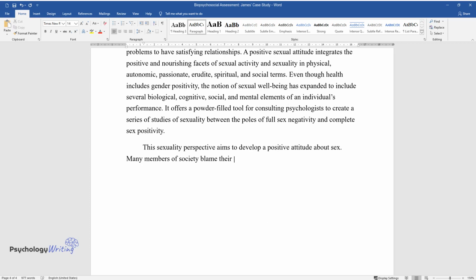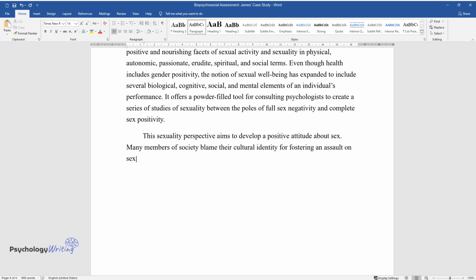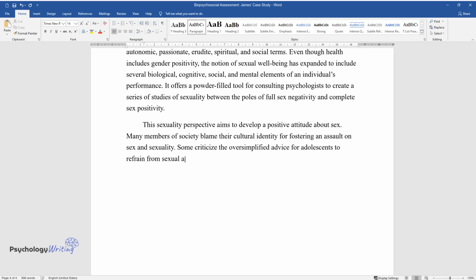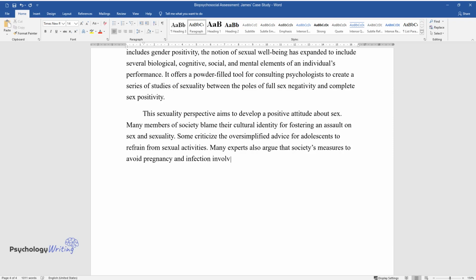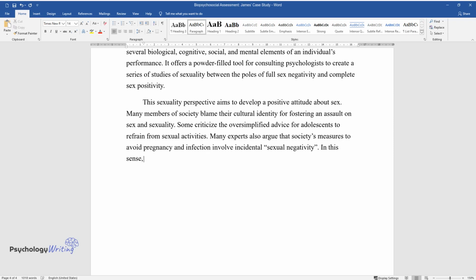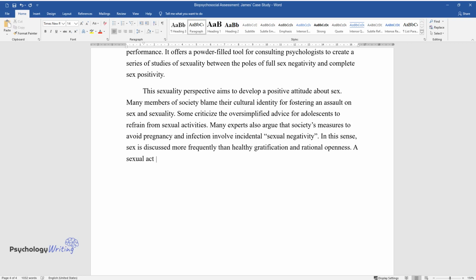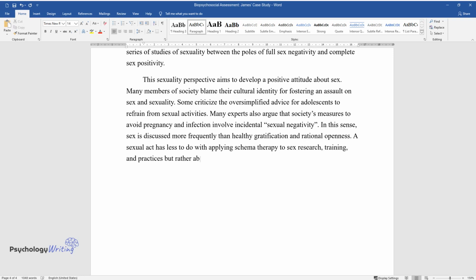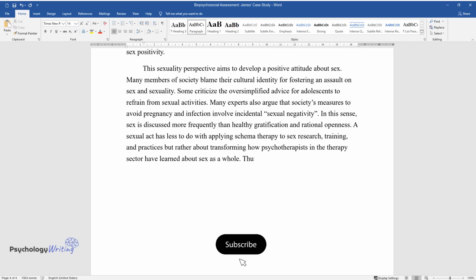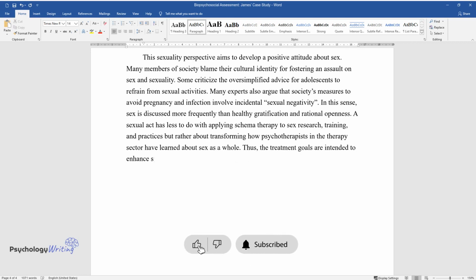Many members of society blame their cultural identity for fostering an assault on sex and sexuality. Some criticize the oversimplified advice for adolescents to refrain from sexual activities. Many experts also argue that society's measures to avoid pregnancy and infection involve incidental sexual negativity. In this sense, sex is discussed more frequently in terms of risk than healthy gratification and rational openness. A sexual act has less to do with applying schema therapy to sex research, training, and practices but rather about transforming how psychotherapists in the therapy sector have learned about sex as a whole. Thus, the treatment goals are intended to enhance sex positivity and also promote the well-being of society members.